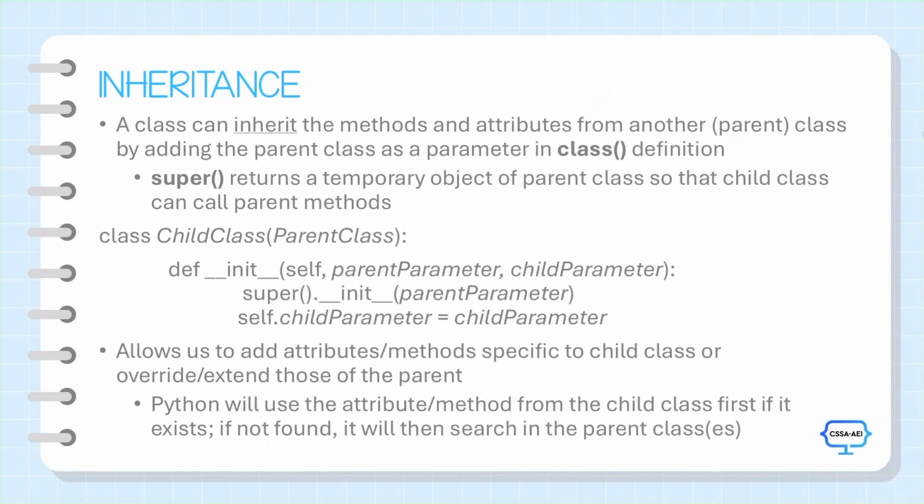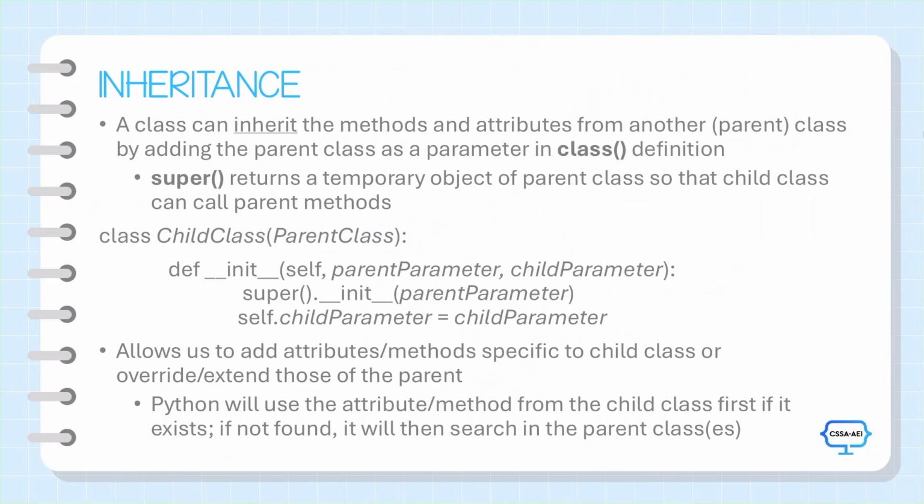Then we also have inheritance. So it's the idea that a class can inherit methods and attributes from their parent class, okay? So to do so, we just add the parent class as a parameter of our class definition, okay? And then if we want to have methods or attributes that were defined in our parent class, we can use this super method, which returns a temporary object of parent so that we can call methods from the parent, okay?